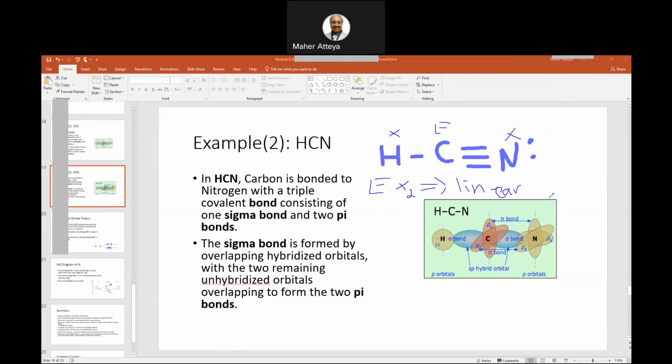Sorry about this, I'm writing with the mouse. So the angle here between carbon and nitrogen is how much? 180 degrees. So what will be the hybridization on the carbon central atom? It's linear. Will it be sp2, sp, or sp3? Let me repeat: sp3 is single bond, sp2 double bond, sp triple bond. So this one on carbon has to be sp, correct?